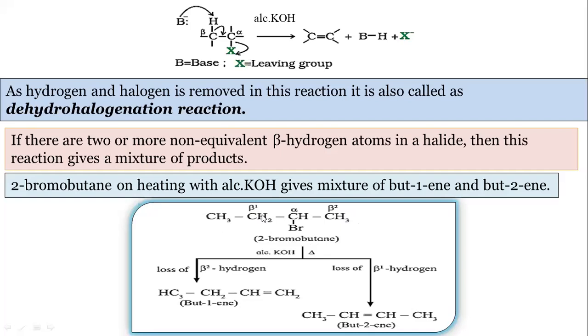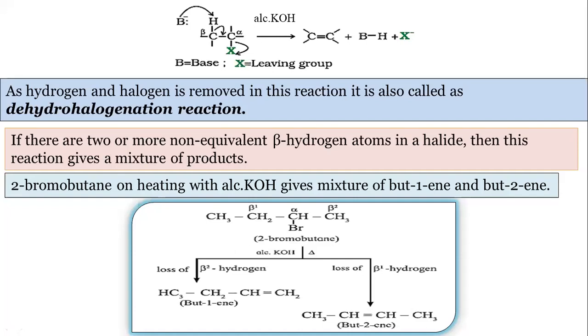A hydrogen from beta 1 and this halogen can be removed, or one of the hydrogens from beta 2 and this halogen can be removed. Thus there are two possibilities and two products will be formed. If the beta 2 hydrogen and the halogen are removed, we get a double bond here, giving but-1-ene. In the case of beta 1, this hydrogen will be removed and the double bond will appear here. So there is confusion between these two products: which is major and which is minor.